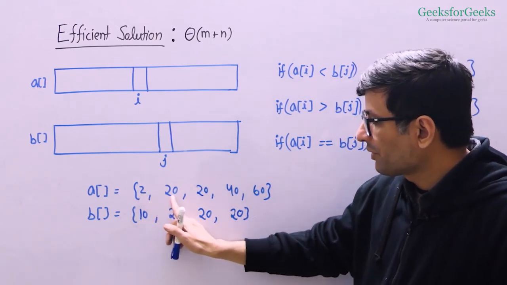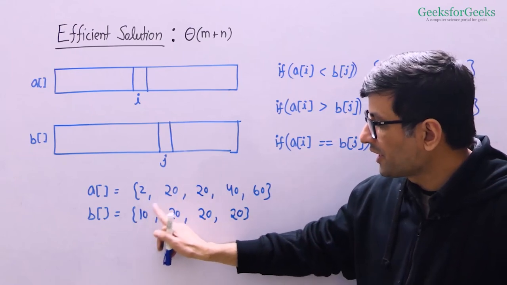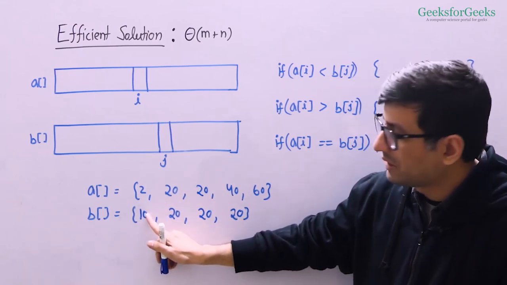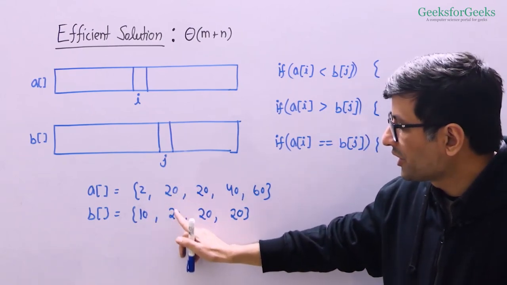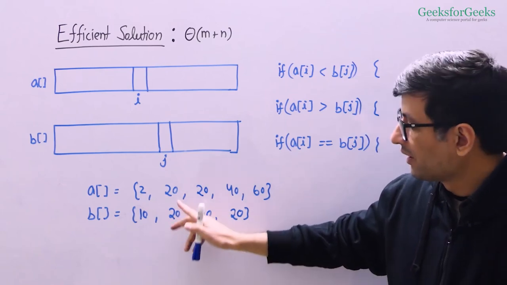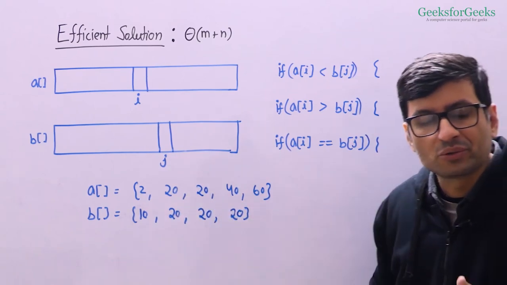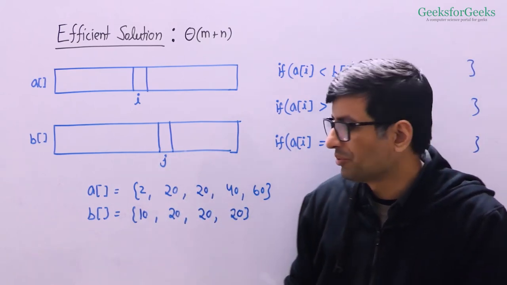So if 2 is smaller, we move ahead in this array. We compare 20 and 10 now. Now 10 is smaller, so we'll move ahead in this array. Now 20 and 20 are the same, so we'll print it. Now how do we handle the duplicates? We can use the same idea as we discussed in the naive solution.